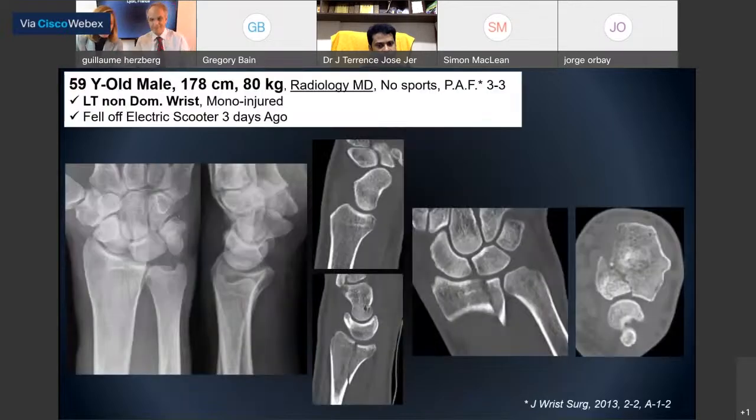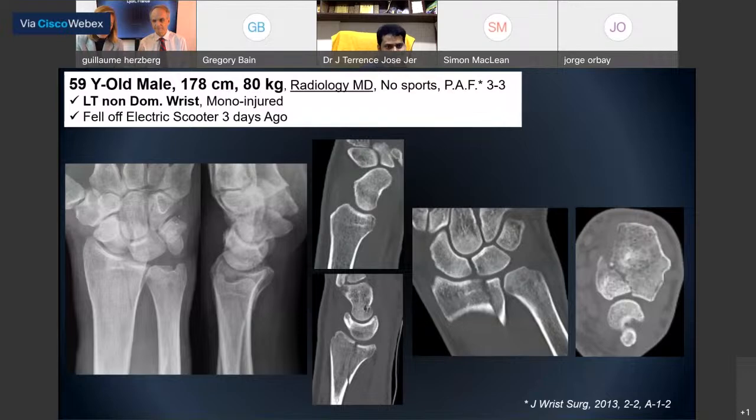Another case? Another one, please. So this is, as you can see, a radiologist. So of course, again, a high functional need patient. It is his left non-dominant wrist. You probably also have electric scooters, and you know that this is really painful if unfortunately you fall from them. So pay attention.